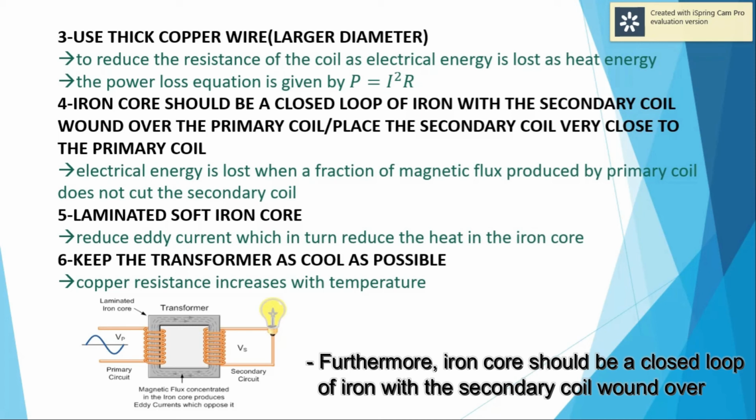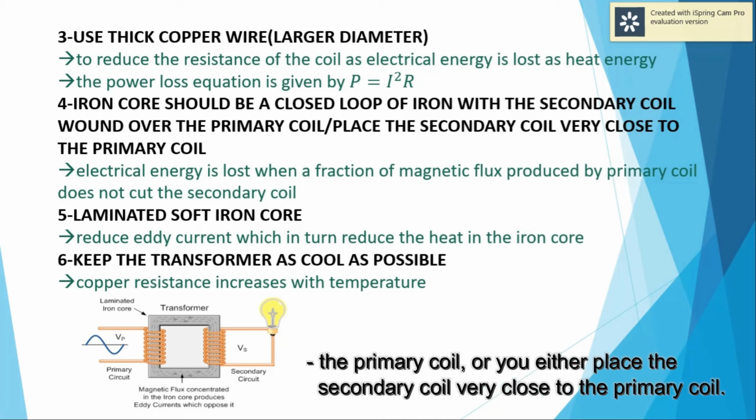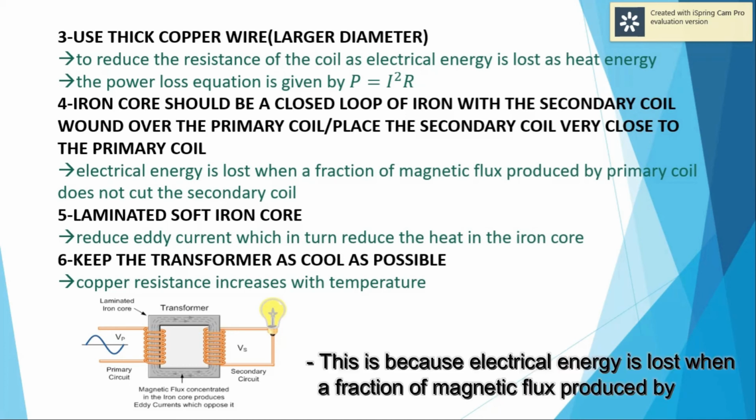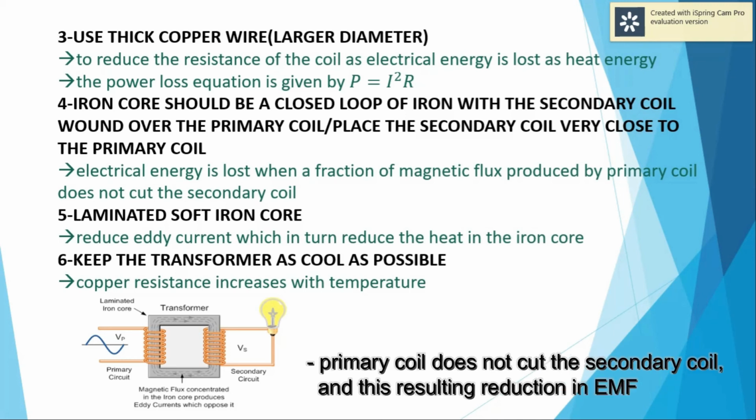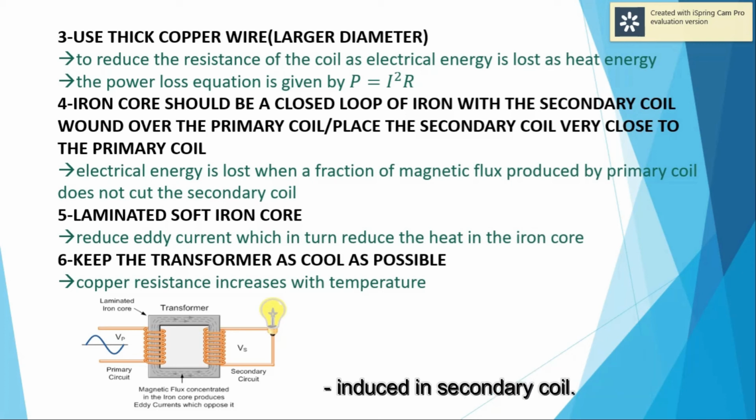Furthermore, the iron core should be a closed loop of iron with the secondary coil wound over the primary coil, or you can place the secondary coil very close to the primary coil. This is because electrical energy is lost when the fraction of magnetic flux produced by the primary coil does not cut the secondary coil, resulting in a reduction in EMF induced in the secondary coil.